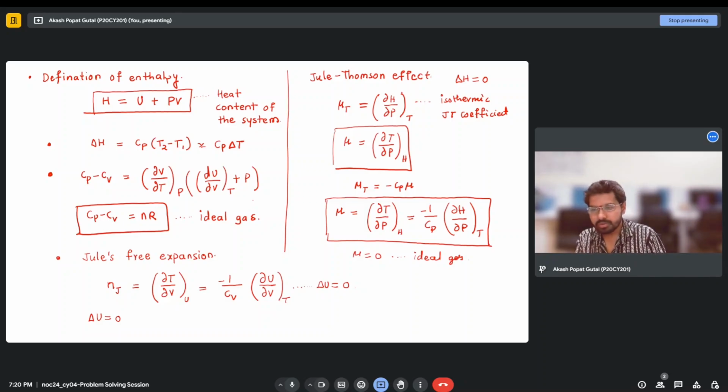Then we move towards Joule's free expansion. In Joule's free expansion, we define the Joule's coefficient, J, as del T by del V. And you should remember Cp minus Cv, and del U by del V at constant temperature, which we have taken from a relation which we are now using this week and the previous week.